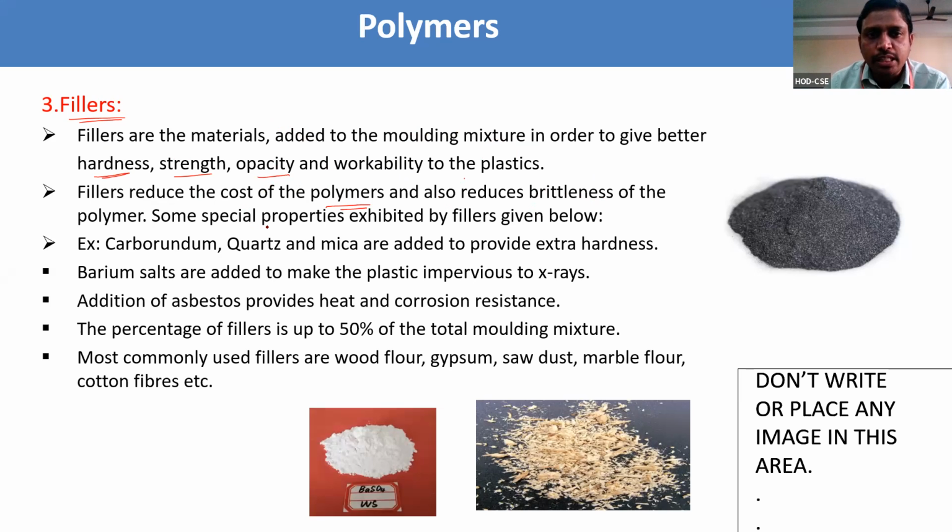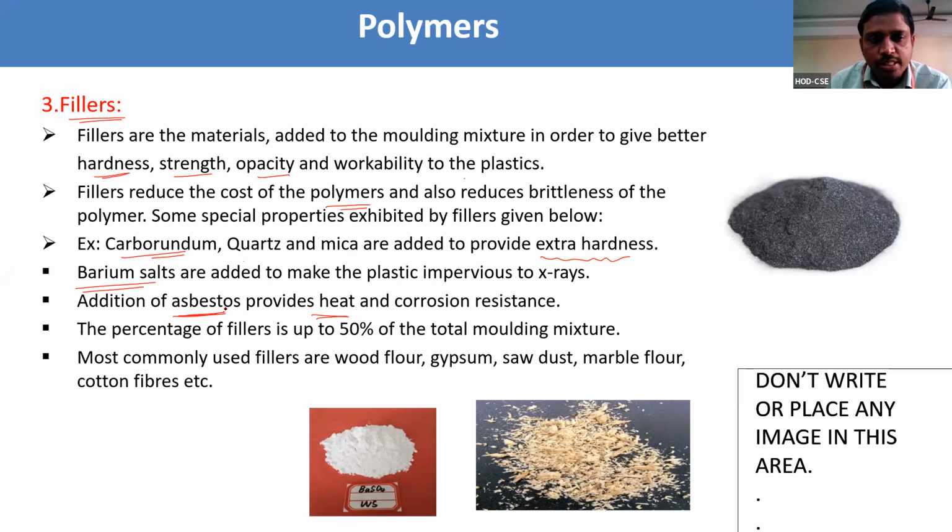Some special properties exhibited by fillers are given below. Carborundum, quartz and mica are added to provide extra hardness to the plastics. Barium salts, for example barium sulfate, are added to make the plastic impervious to X-rays. Addition of asbestos provides heat and corrosion resistance to the plastic.